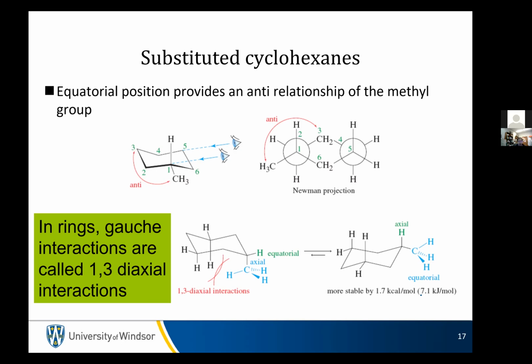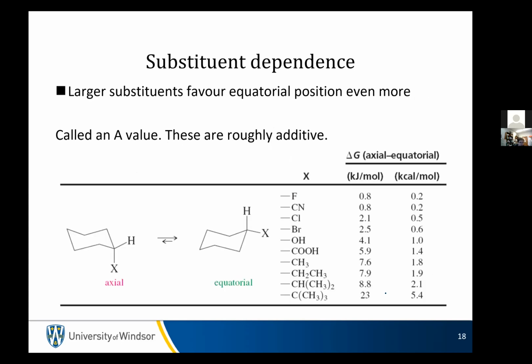And that's why these are called 1,3 diaxial interactions. Now, the bigger the substituent, the more it favors being equatorial, because the more opportunity it has to whack into things. That makes perfect sense. So fluorine is the smallest atom after hydrogen.